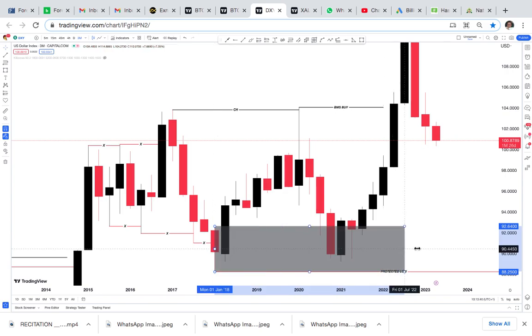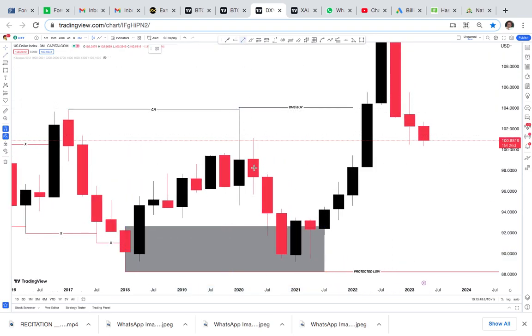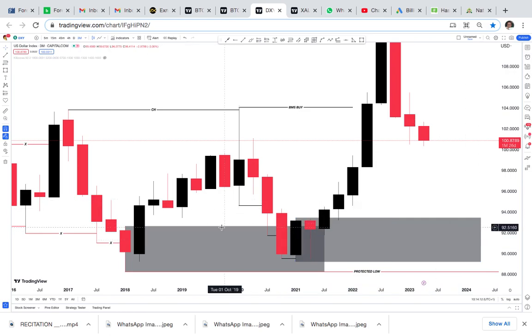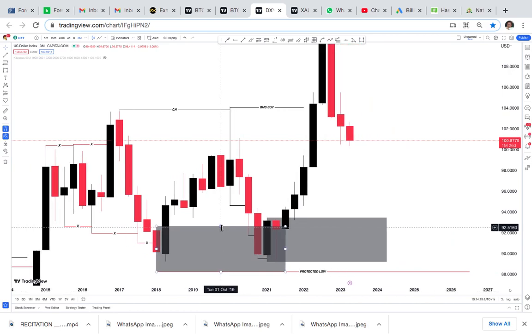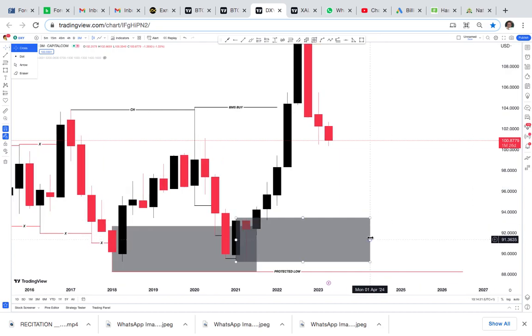Price came back to this zone. The price ran out. After the break of this, what happened? Saw this low broken. Saw this low broken. This low broken. This wasn't broken, so this becomes my interested area. So this is my next interested area for price to revisit.